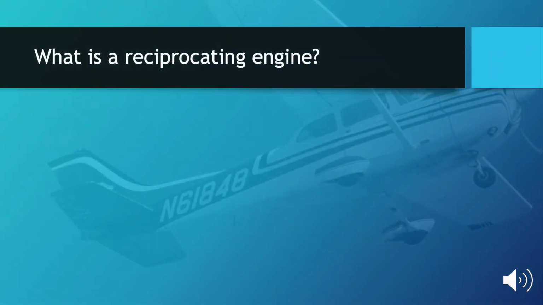In aviation, reciprocating engines are used in most general aviation aircraft in order to generate rotation for the propeller. Merriam-Webster Dictionary defines a reciprocating engine as an engine in which the to and fro motion of one or more pistons is transformed into the rotary motion of a crankshaft.